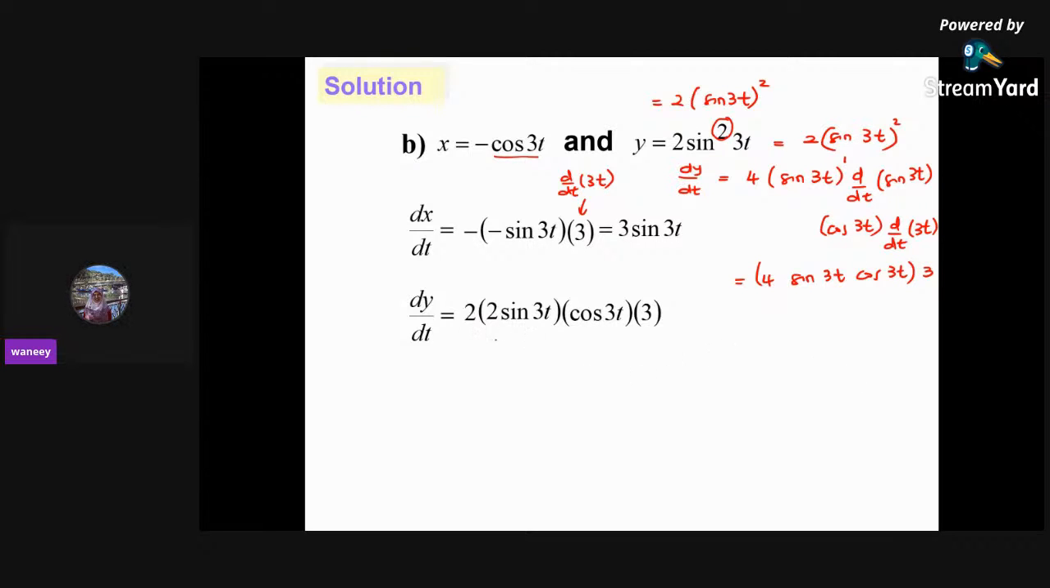Okay, so now we're going to times all the constants. So multiply all the constants. We are going to get 12 sine 3t cos 3t. And then, of course, you're going to use the chain rule.